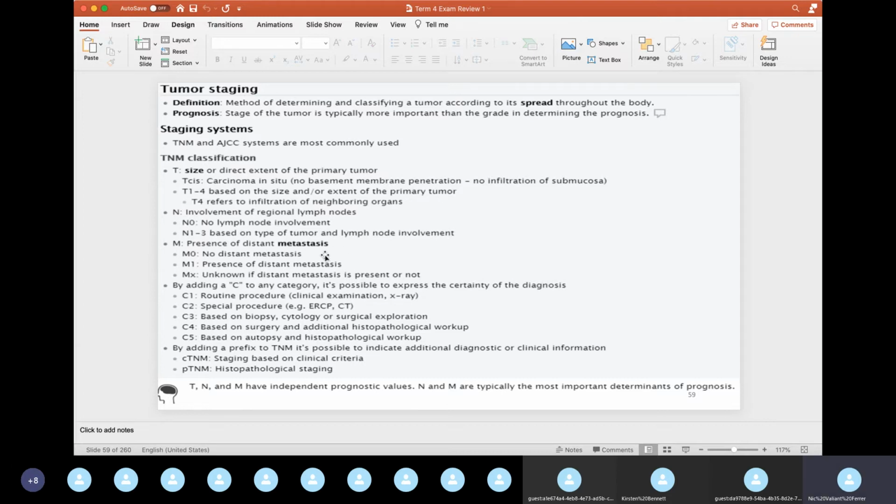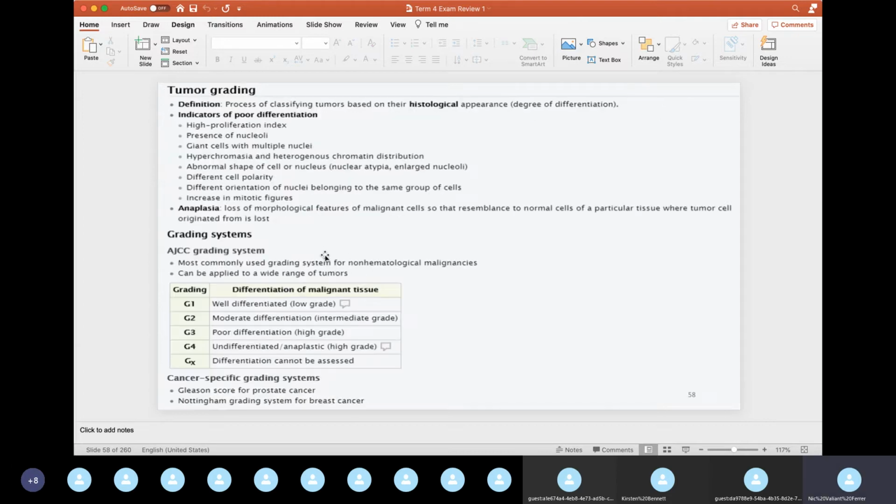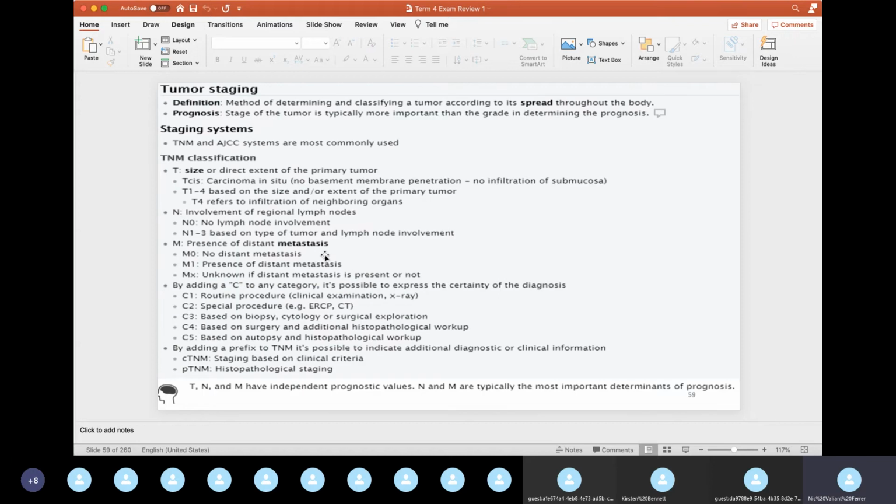For metastasis, okay? So between grading and staging, which is much more important? Staging, because it classifies the tumor according to spread. Between the TNM, which is much more important in prognosis? N and M. Why? To detect the presence of metastasis.